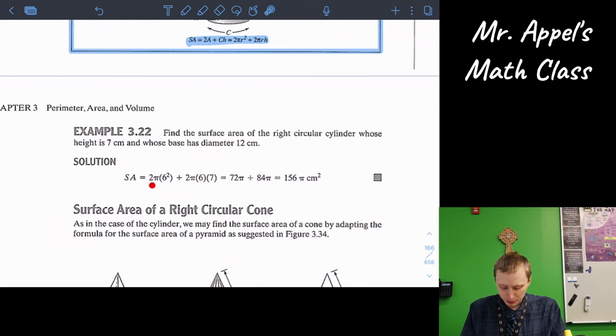So the surface area would be 2 pi times 6 squared plus 2 pi times 6 times 7. Remember the radius is half the diameter, and there's our height there in 7. So 72 pi plus 84 pi gives us a precise answer of 156 pi centimeters squared. You can, of course, use the approximation for pi if you want to get a decimal approximation.